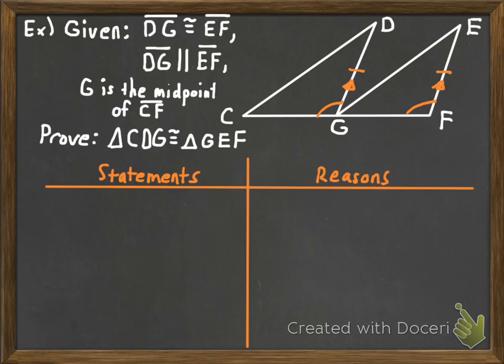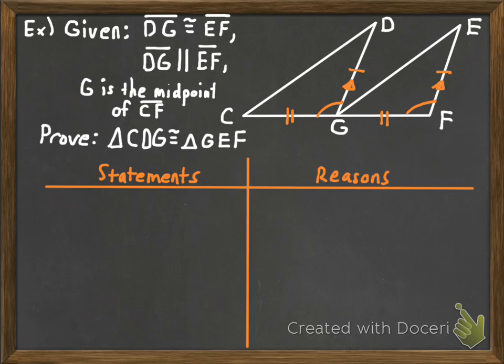Alright, and then finally we're told that G is the midpoint of segment CF. So G, the midpoint of segment CF, that means it divides that segment into two congruent segments. This and this must be congruent to one another. Segment CG is congruent to segment GF. So, does that give us enough information to prove that the triangles are congruent?